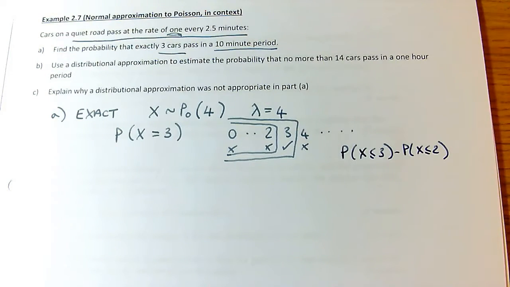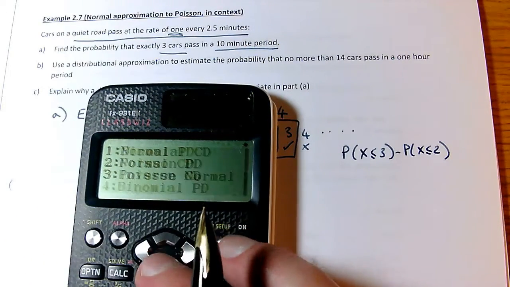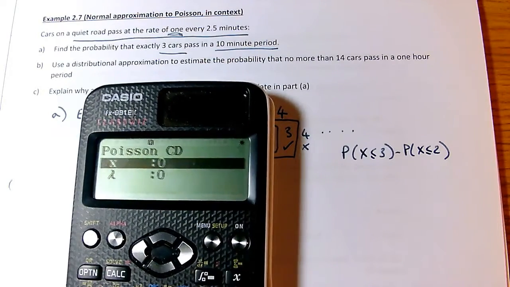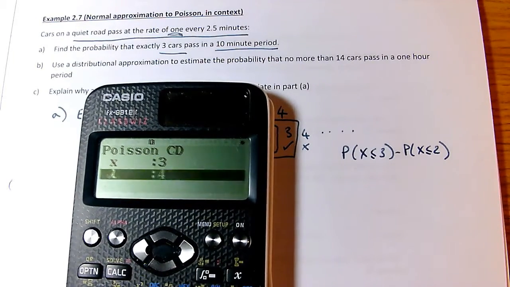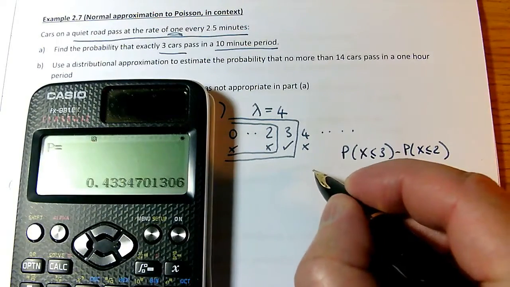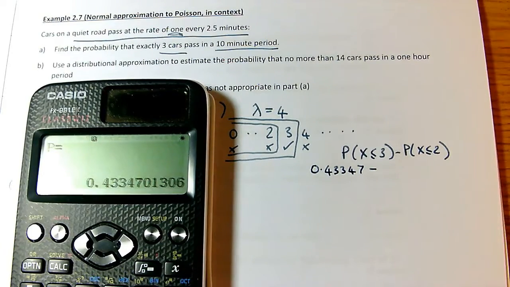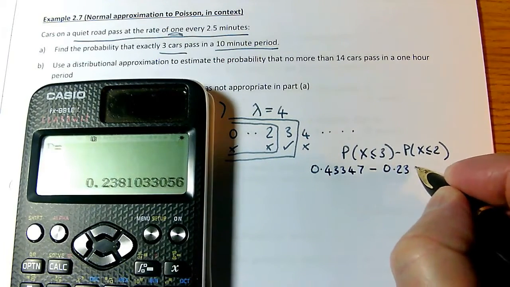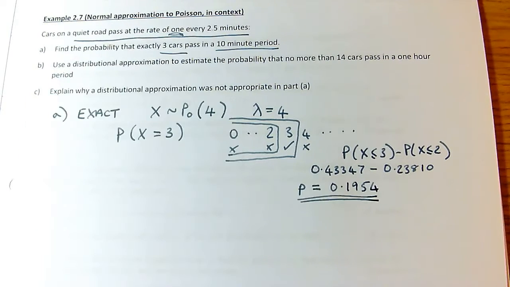So I now, on my calculator, need to go into Poisson CD mode. So that's second page, Poisson CD, which is number 3, and I need to make sure my x is 3 for the first one, and my mean, my lambda was 4. So the first probability is going to be 0.43347 minus the second probability, when x is 2, which is going to be 0.23810. And when I subtract those two probabilities and round to 4 significant figures, I get 0.1954.